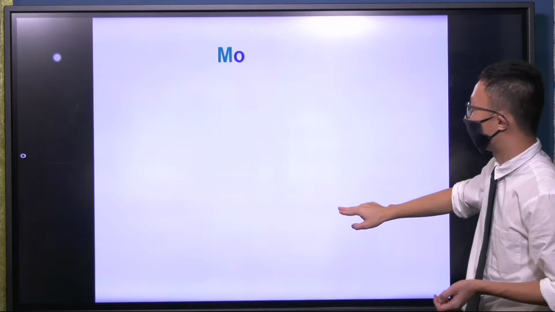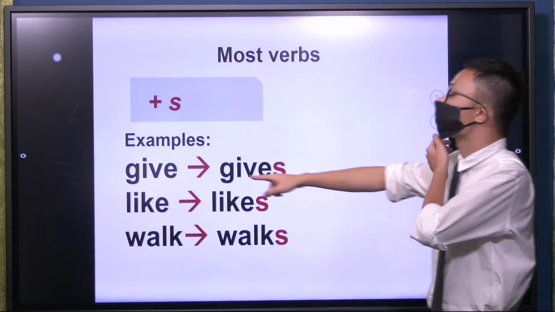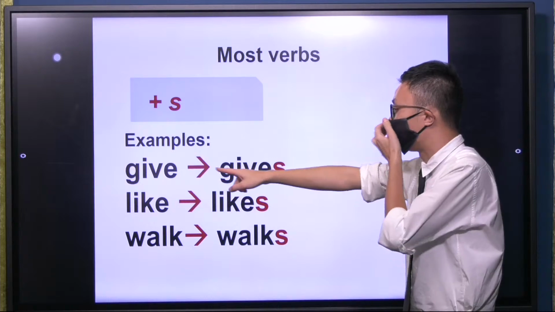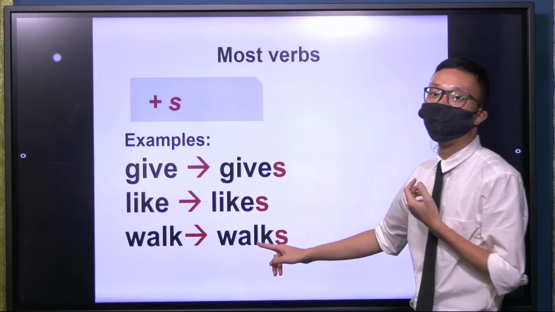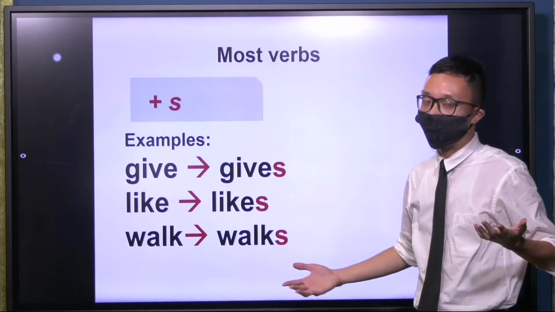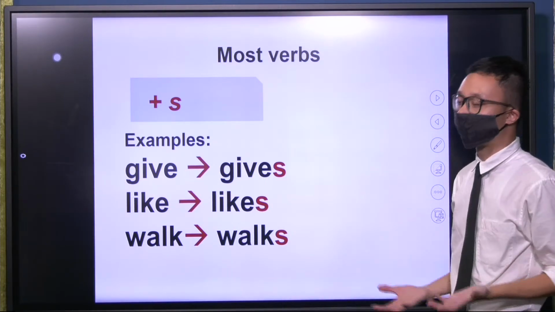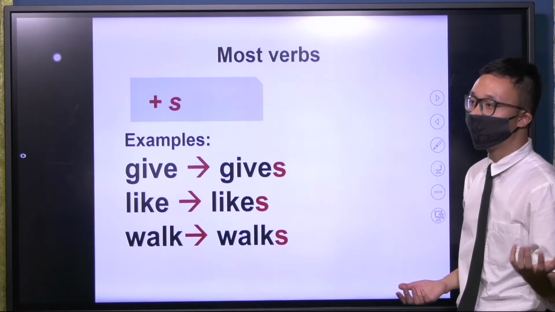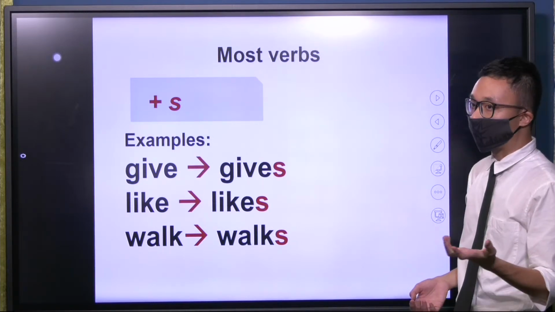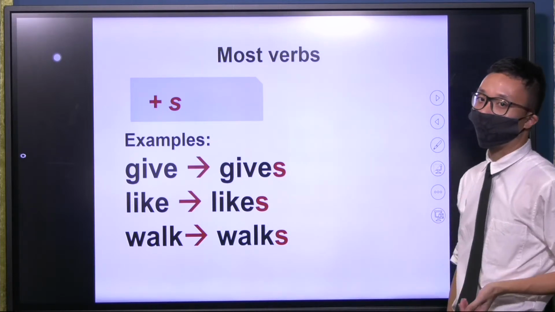So, forming the third person singular. Most of the verbs, you just put an s at the end, like gives, likes, walks. Good. So say it's a new word and you don't have a dictionary next to you, and you have to make some guesses. You have to write a sentence with third person singular. Just put an s next to the verb. All right.